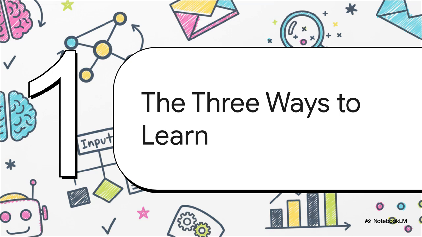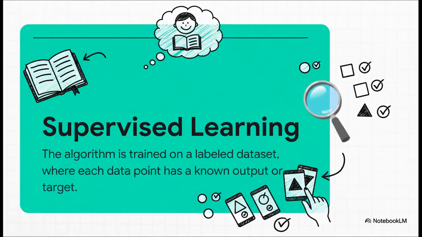And it turns out, just like people, machines have a few different ways of learning. Let's break down the three main styles. The most common way is called supervised learning. The best way to think about this is like studying for a test when you already have the answer key. You've got flashcards, and the correct answer is already on the back.